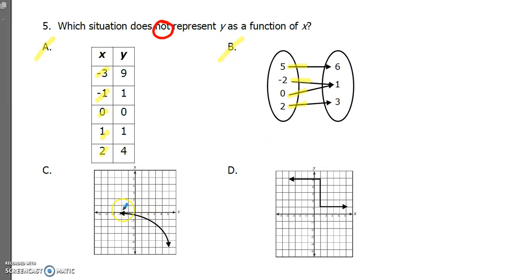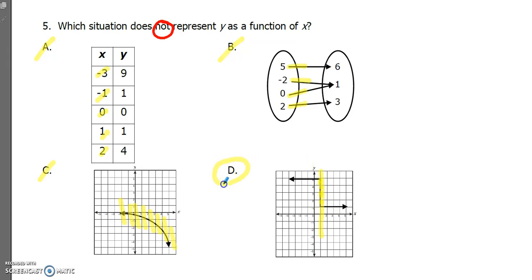On C, if I were to do my vertical line test, if I had a pencil, and you guys could see me doing this, we would see that I'm not covering up more than 1 point at a time, so that would not be it. But D, if I do my vertical line test, right here, when I draw a vertical line, I am covering up a lot of points right there.